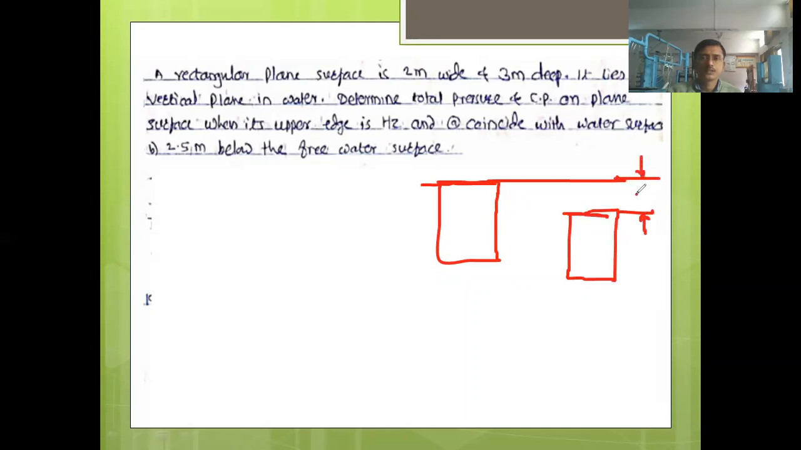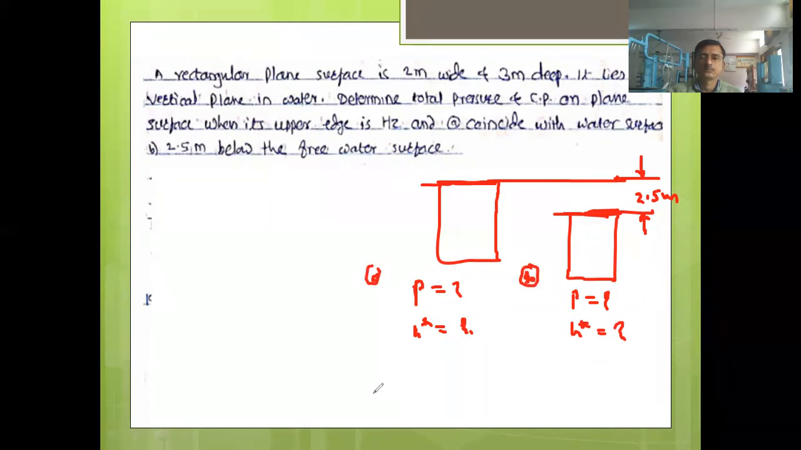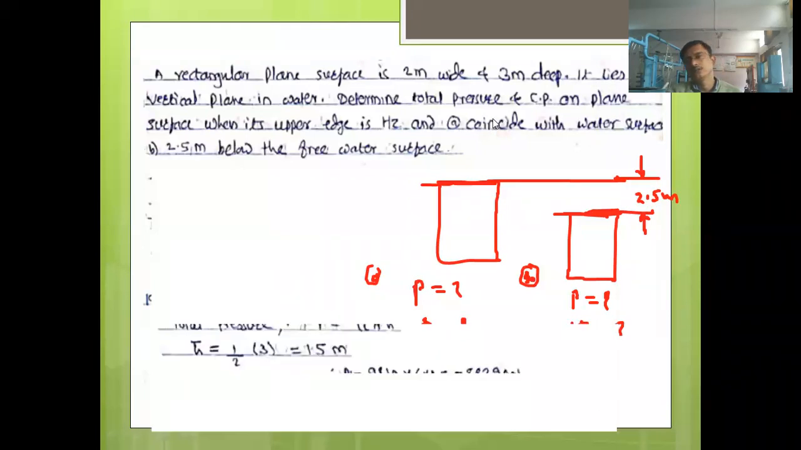This distance is given to you, 2.5 meter. In that case, P is equal to what? And here H star is equal to what? Like this we have to solve. This will be case A and this will be your case B. Now, I think everyone has written the problem.